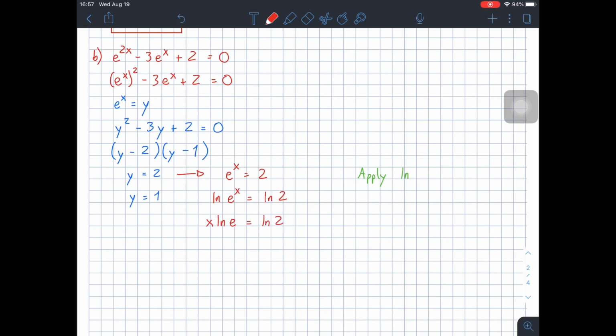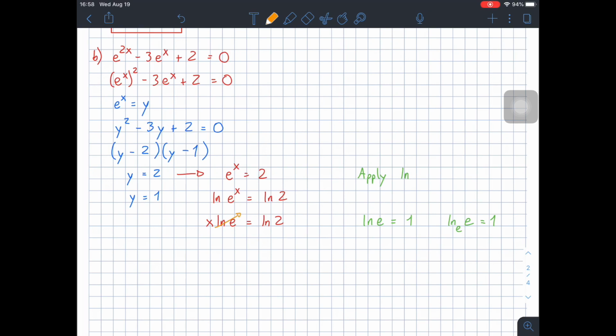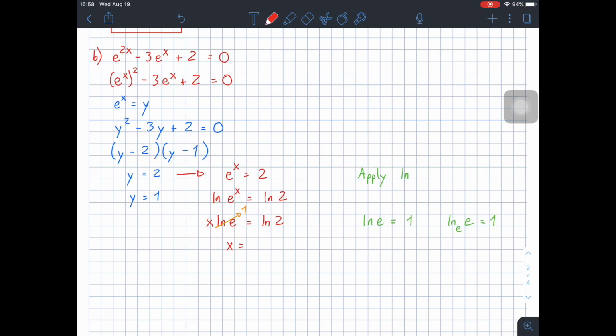And if you remember from previous videos, the natural logarithm of e is always equal to 1. Why is that? Because the natural logarithm has an implicit base of e, and if the argument is the same as the base, this is always equal to 1. So all of this term cancels, and it's actually equal to 1. So there we get the value of x. x is equal to the natural logarithm of 2. And this is one possible result for this exercise.